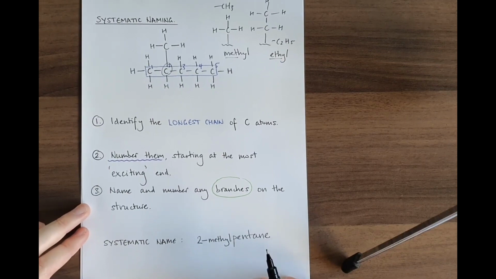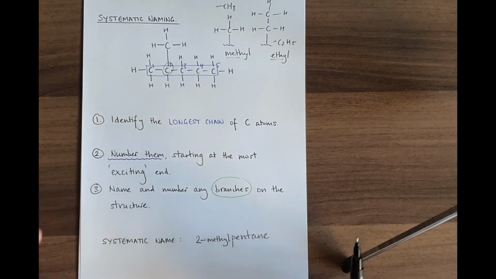So that gives us a starting example of how to systematically name a hydrocarbon compound. What we're going to do in the next video is look at a few more examples that are a little bit more complex, so that we can see this process in a bit more detail.